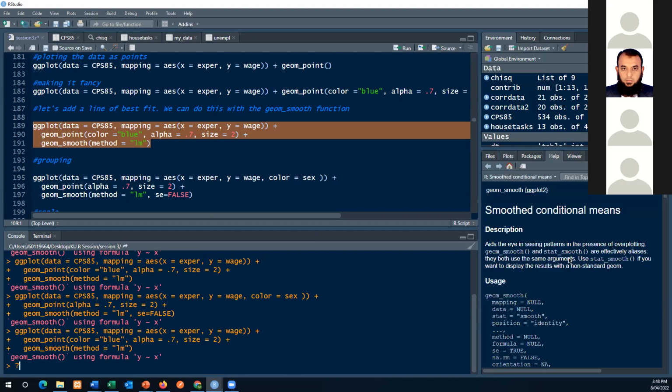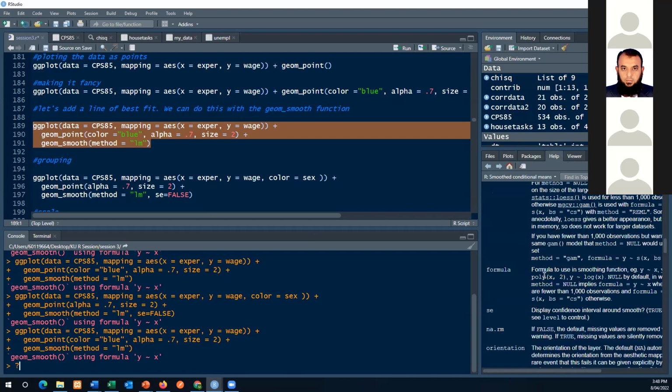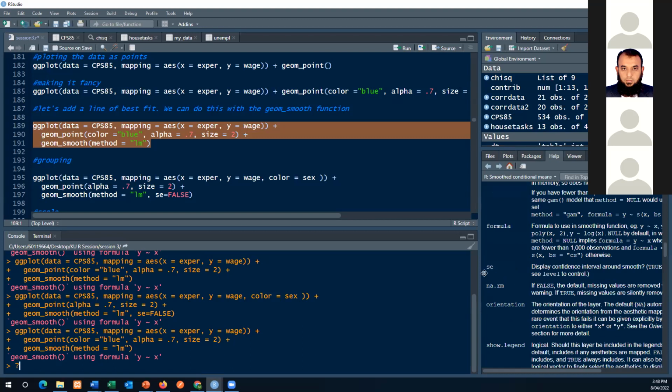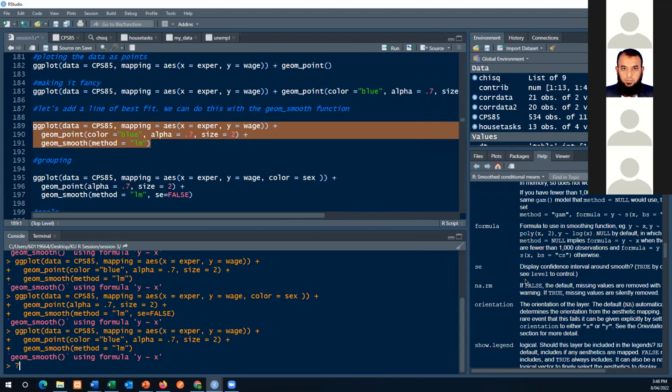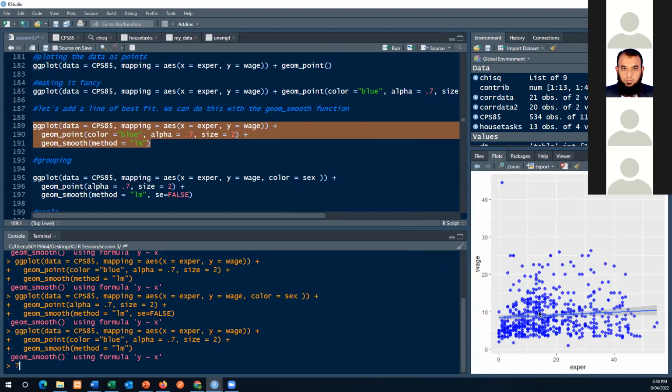SE value is to display the confidence interval. Yeah, it is the confidence interval. I don't know what SE stands for, but this is actually the confidence interval. So in the graph, we have seen the confidence interval, the upper and lower confidence, and this is the line passing through. But if you don't want to see the confidence interval, then you set SE to false.